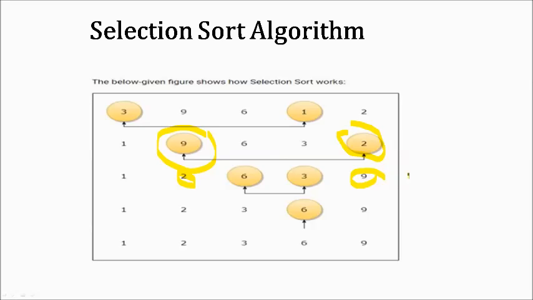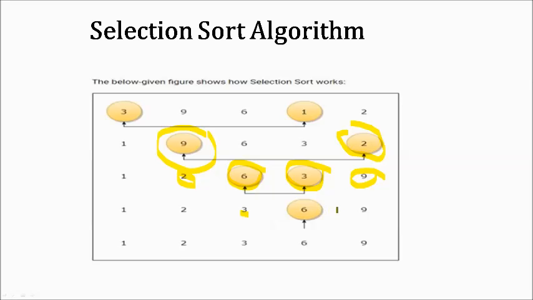Okay, so next, let's look for the next smallest value. The next smallest value after 2 is 3. So we are on array what? Array 2. So let's compare. Since 3 is less than 6, swap places. That's why the 3 is here.